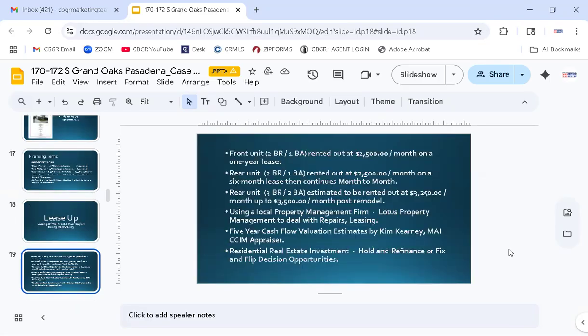So the front unit went for $2,500, the rear unit $2,500. But after the rear unit was finished and the tenants moved back in, I raised the rent to $3,500. I increased the rent by $1,000.